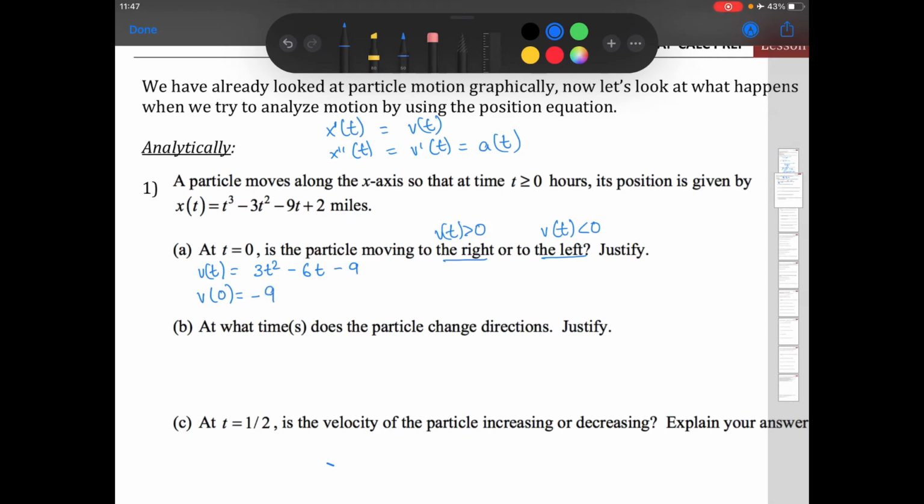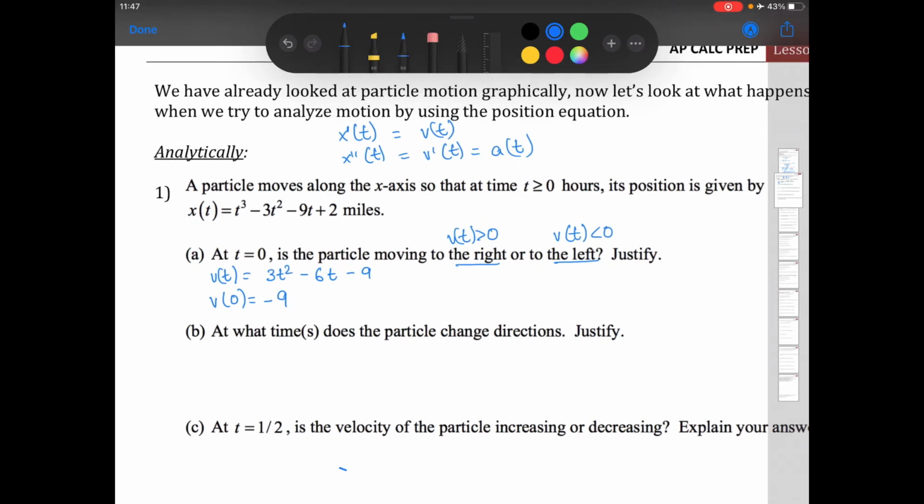Negative 9, so it means what? The negative means you're moving to the left because negative 9 is less than 0. So the particle is moving left. Therefore left, right? So part B says, at what times does the particle change its direction?